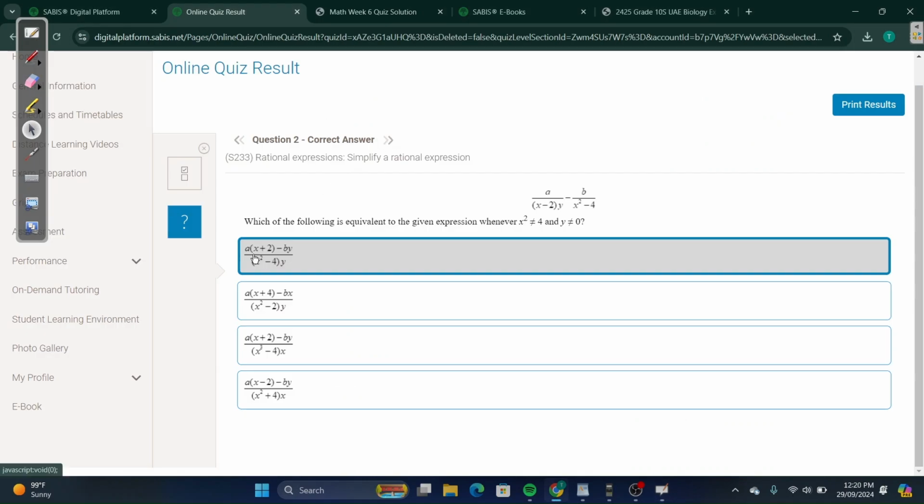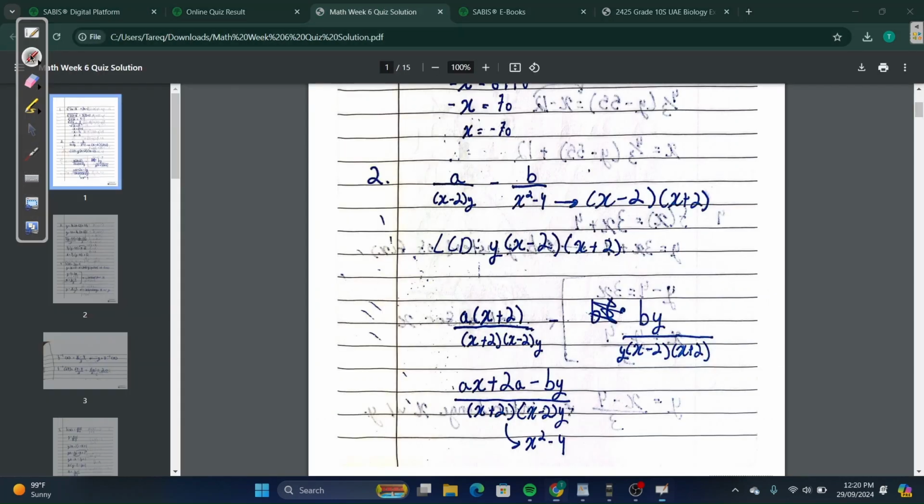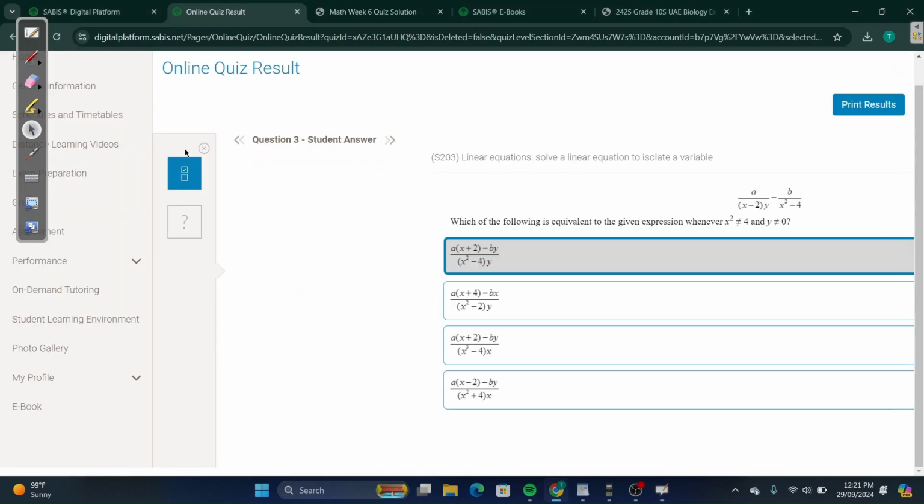Okay. Again, they put x squared minus 4 here. I want to remind you, x plus 2 and x minus 2 is x squared minus 2 squared, which is x squared minus 4. They should honestly put it in a simpler form, but whatever.